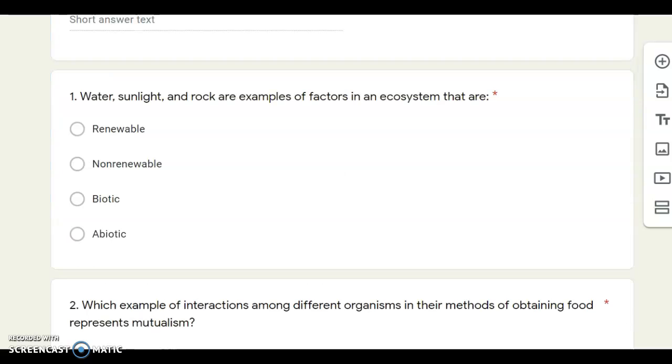Number 1. Water, sunlight, and rock are examples of factors in an ecosystem that are renewable, non-renewable, biotic, or abiotic.